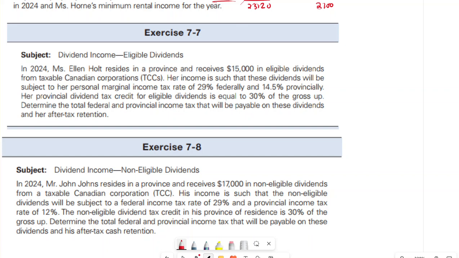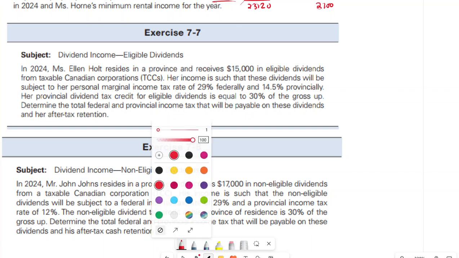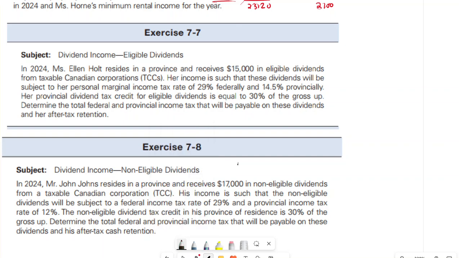So in this case, let's read the question and see what it is asking us. Miss Ellen Holt resides in the province and received 15,000. So they will tell us how much my dividend is. In this case, the dividend is 15,000, and it is an eligible dividend.